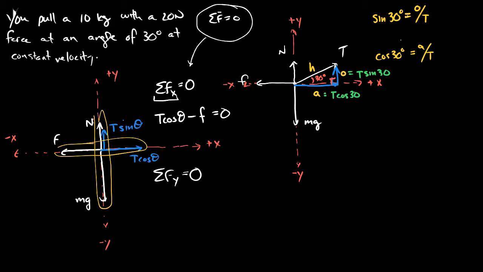Now we know what T is. It's 20. We know what theta is. It's 30 degrees. So you could figure out what the frictional force is. That's just some math. I want you to do that on your own. 20 cosine 30 degrees. I think it's 17.32.